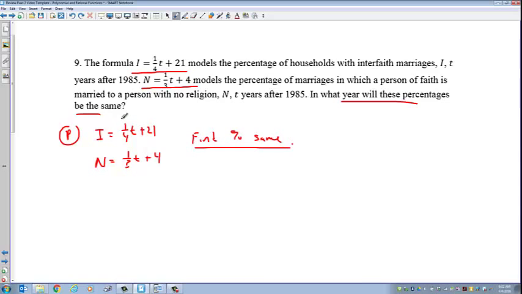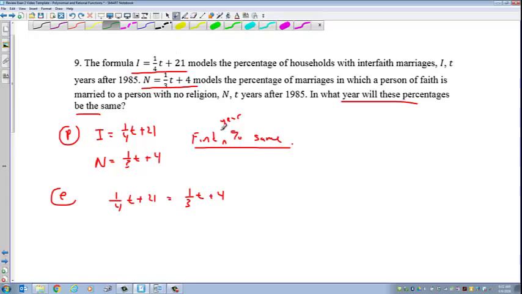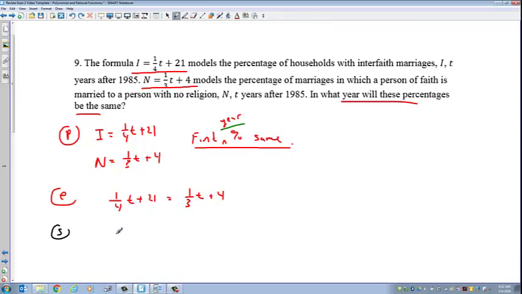And so what do you do with these two formulas if you want to find same? Well, you simply set them equal to each other. So 1/4 t plus 21 equal to 1/3 t plus 4. And this will find the, I should put the year, that's important, the year. I want to find the year that this happens. And there are two ways to solve this equation. You can use technology. You can graph the left, graph the right, and find where they intersect, or you can solve it by hand.